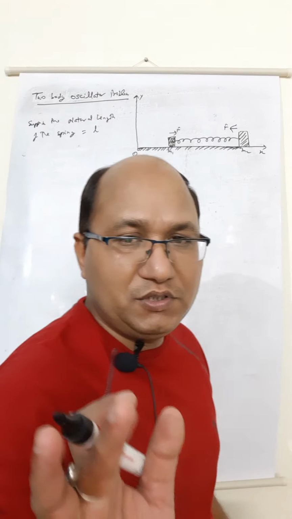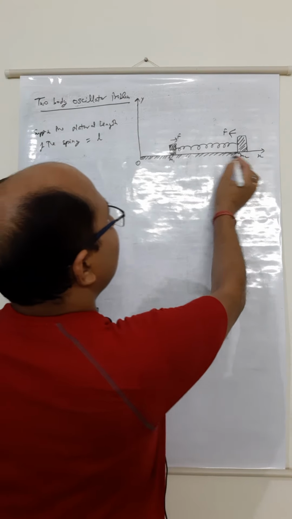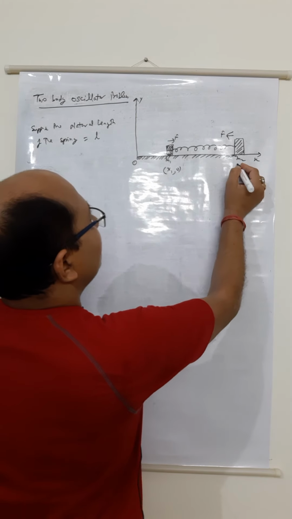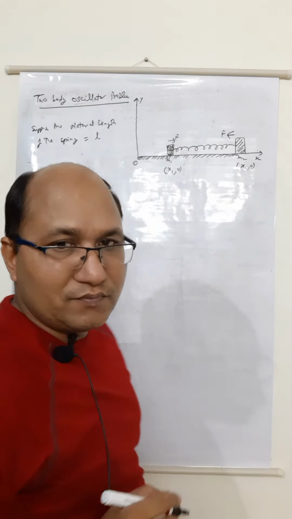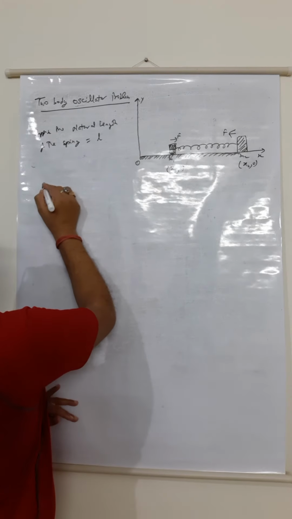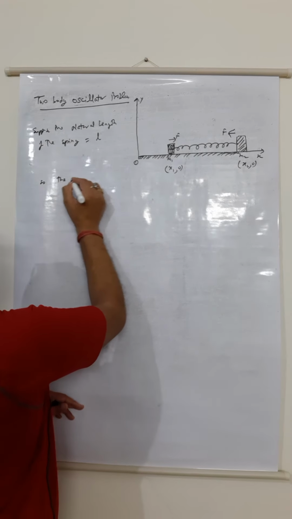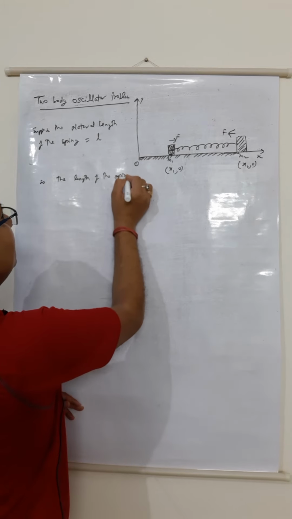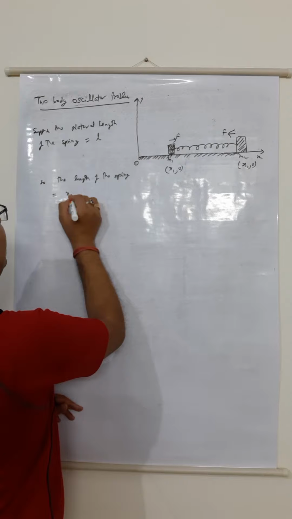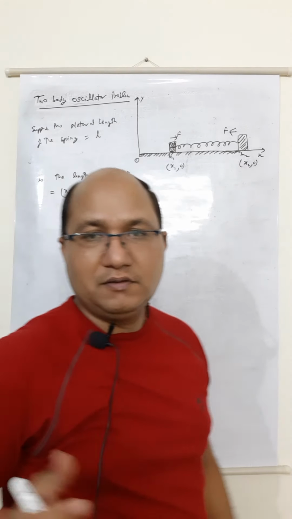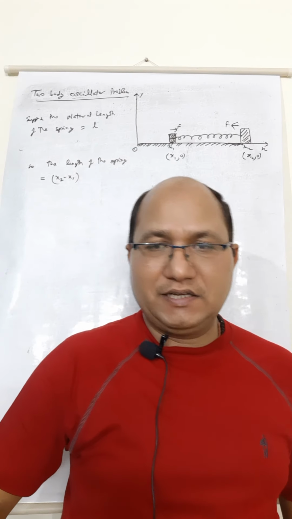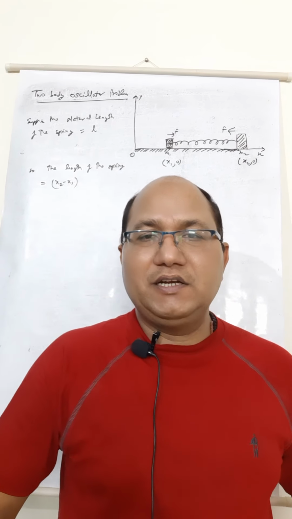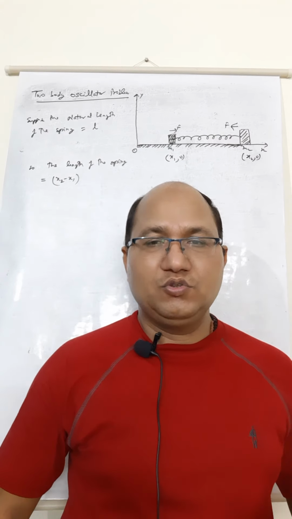Suppose at any time t during the oscillation, the coordinates of these two oscillating blocks on the x-axis are x1 and 0, and x2 and 0. So the length of the spring equals x2 minus x1. We subtract the coordinates of the two and take the difference, so we get the length of the spring, whether it is in compression or extension.